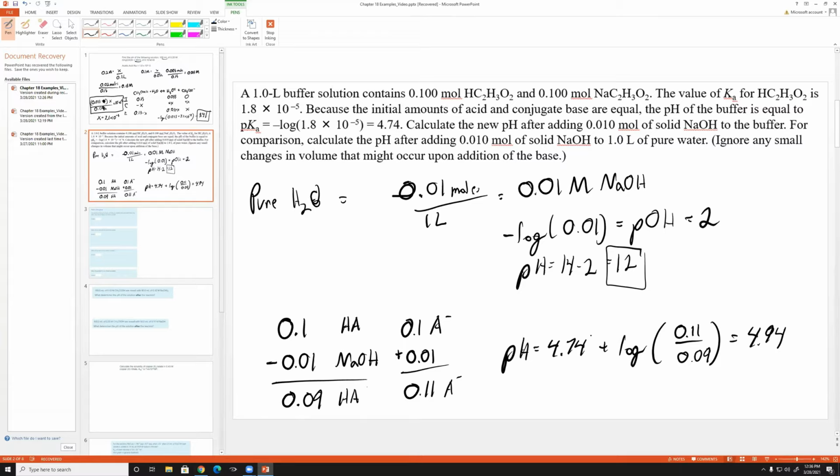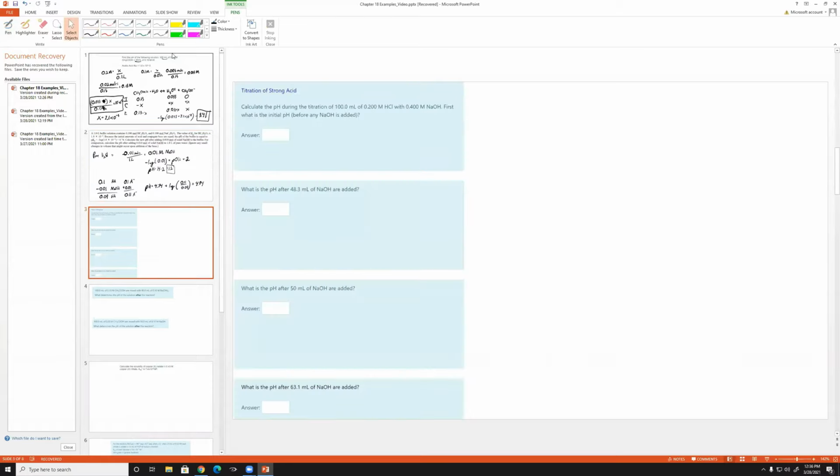So you can see how much the pH will change in a buffer compared to pure water when you're adding a strong either acid or base. The pH goes from 7.4 to 7.9, compared to going from 4.7 to 4.9, compared to going in pure water from 7 to 12. So that's just proof that a buffer does a very good job of mitigating pH change.